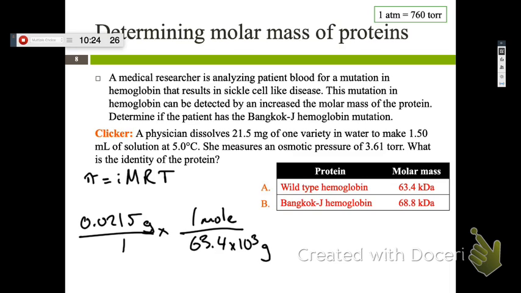All right, so you could either convert torr to atmosphere, because 760 torr is 1 atmosphere, or you can use the other value of R. I converted it. So it equals 0.00475 atm. I substituted that one for the osmotic pressure.